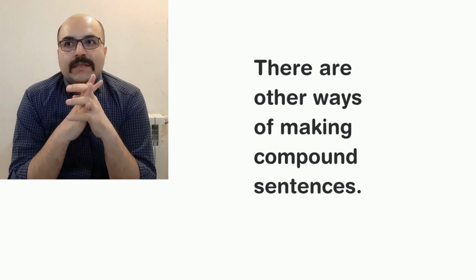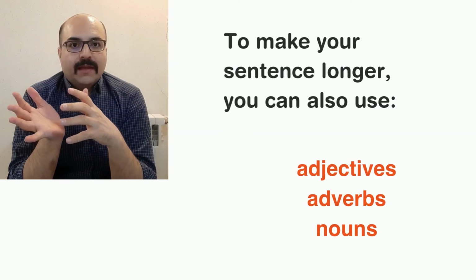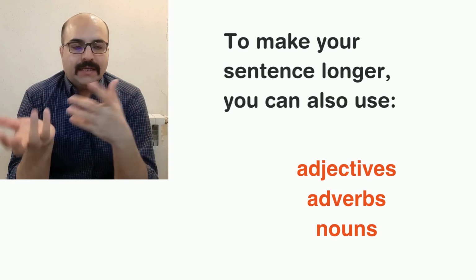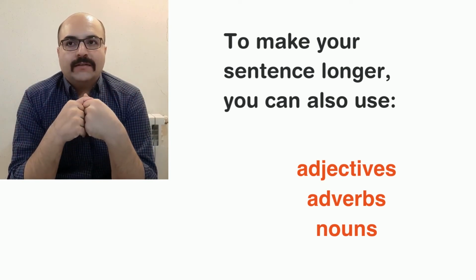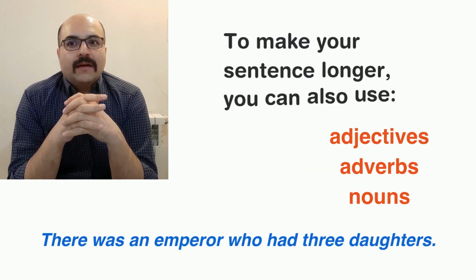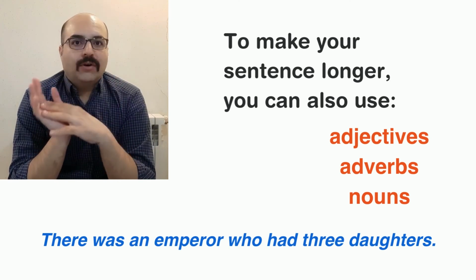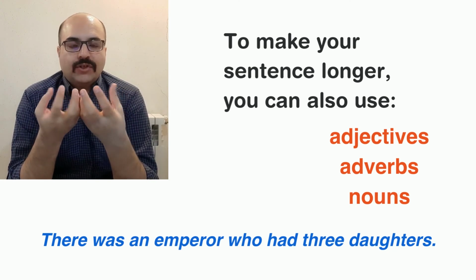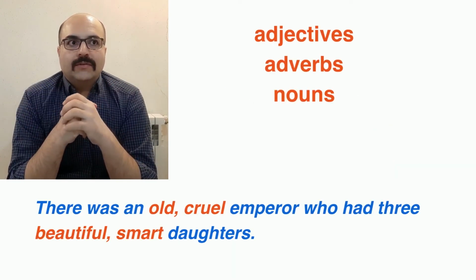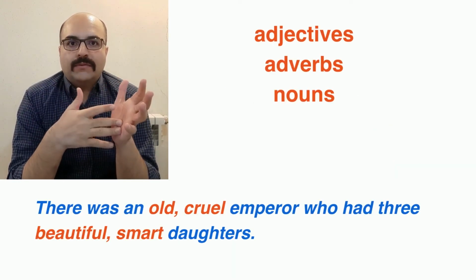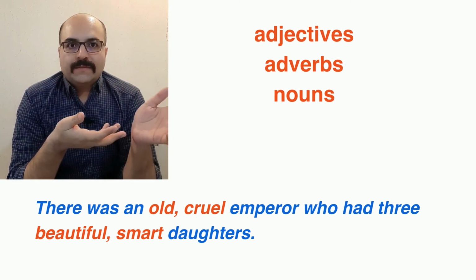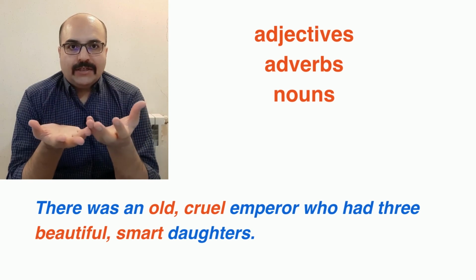We can also use adjectives and adverbs and even nouns to add more details to our sentences. For example, you can write this sentence like this: there was an emperor who had 3 daughters. By adding adjectives, adverbs, extra information, you can make this sentence longer. There was an old cruel emperor who had 3 beautiful smart daughters. So one way is adding adjectives.